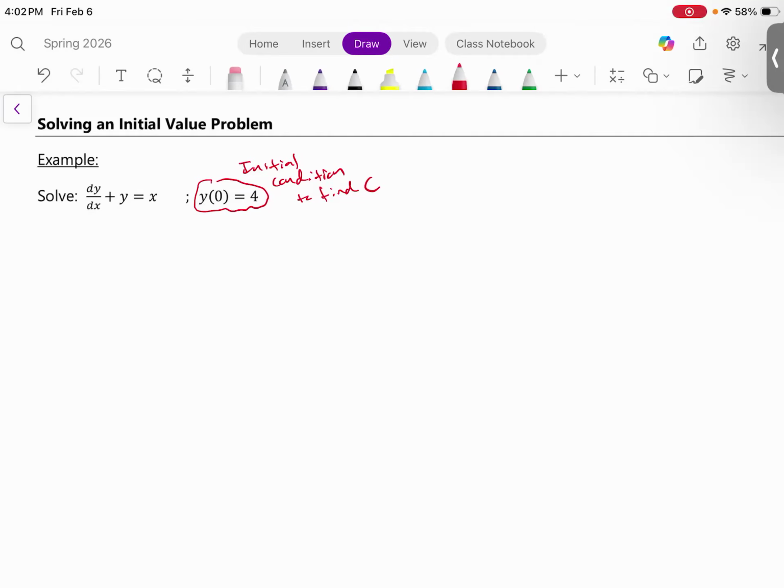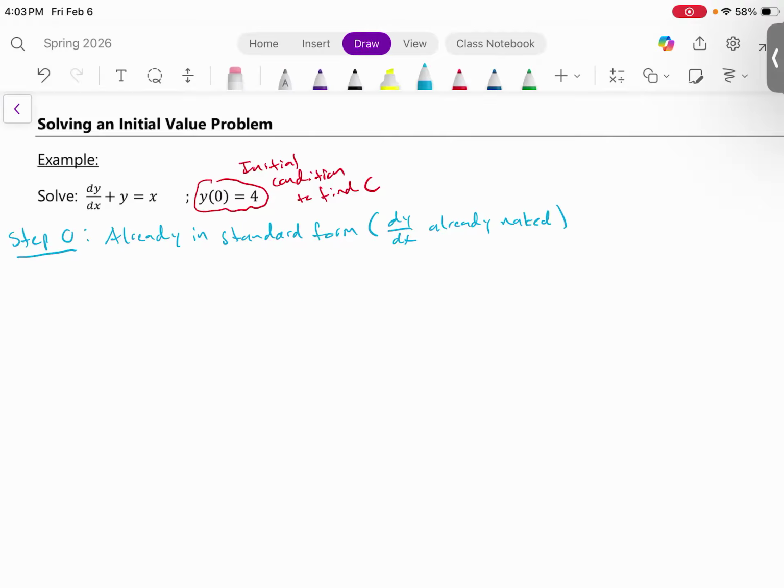So first step is always making sure that our dy over dx is by itself. So step zero, get dy over dx naked, but it's already in standard form. So dy over dx is already naked, so we don't need to divide anything.